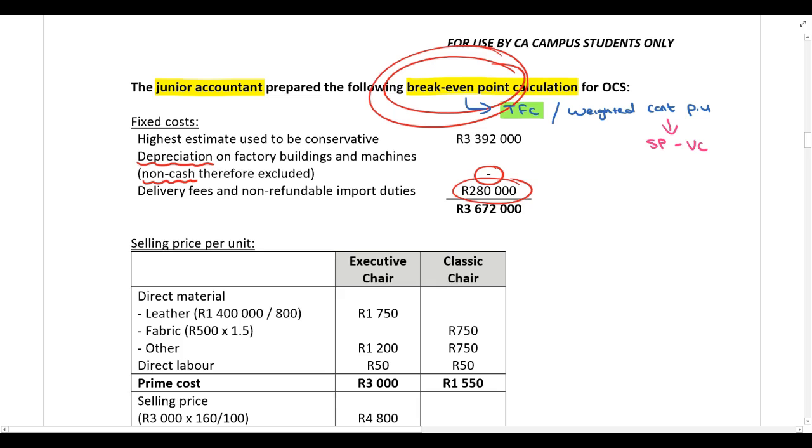Secondly, that's definitely not a fixed cost. It is a variable cost. It's going to vary depending on the amount of leather that's imported. So it's definitely going to be a variable cost and should not be included in the calculation of fixed costs.